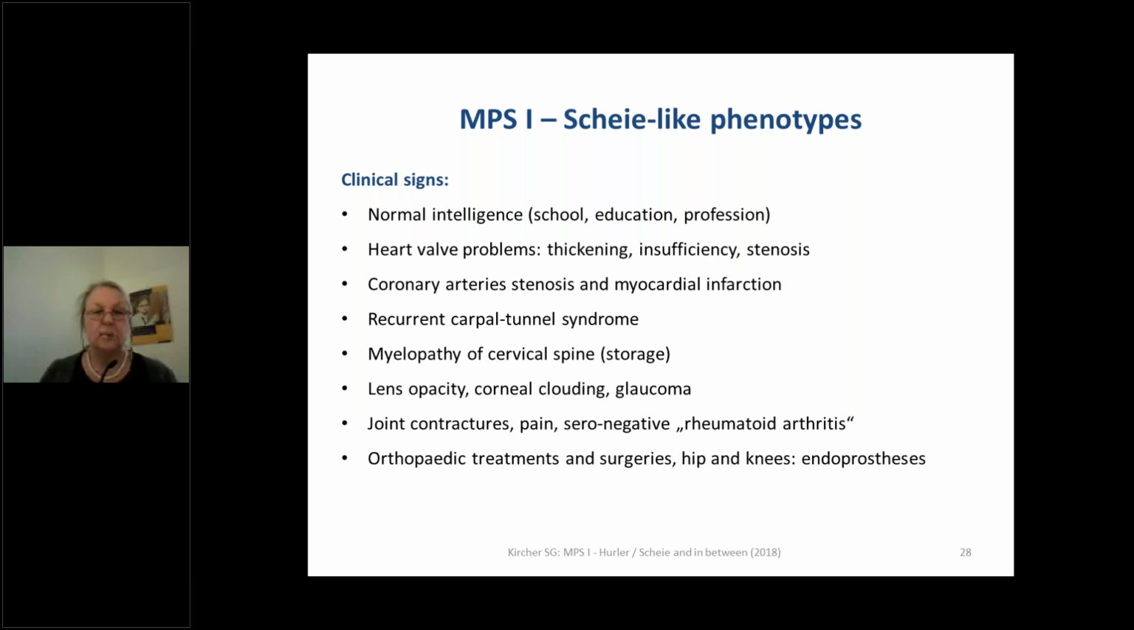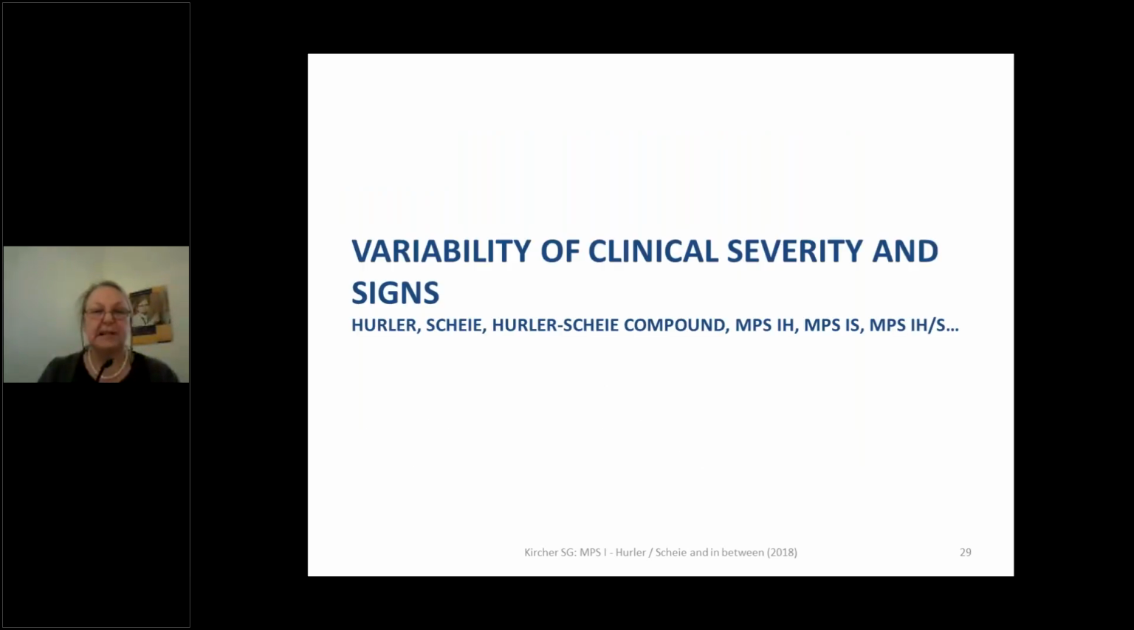And often they have joint contractures and pains and are treated, or they are diagnosed, for rheumatoid arthritis, but it is seronegative. Many of them have orthopedic treatments and surgeries since childhood, and often when they are older they get endoprostheses in hip and knees. This variability of clinical severity and signs made us speak about Hurler and Scheie and Hurler-Scheie compound, and many different forms between, which do not really fit to Hurler or Scheie.